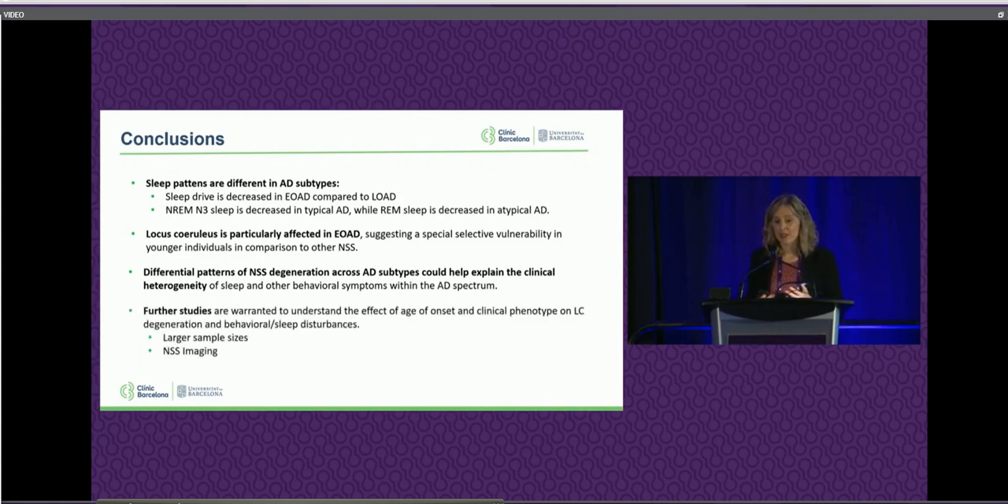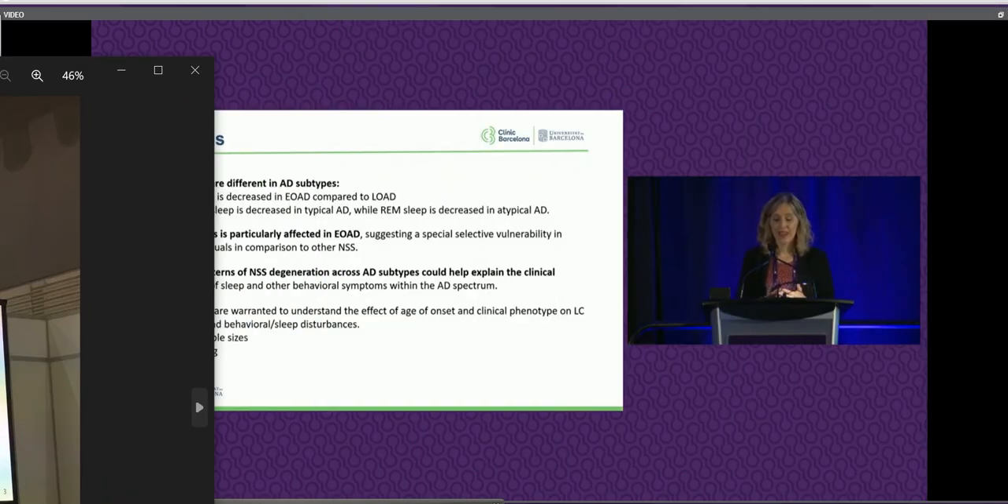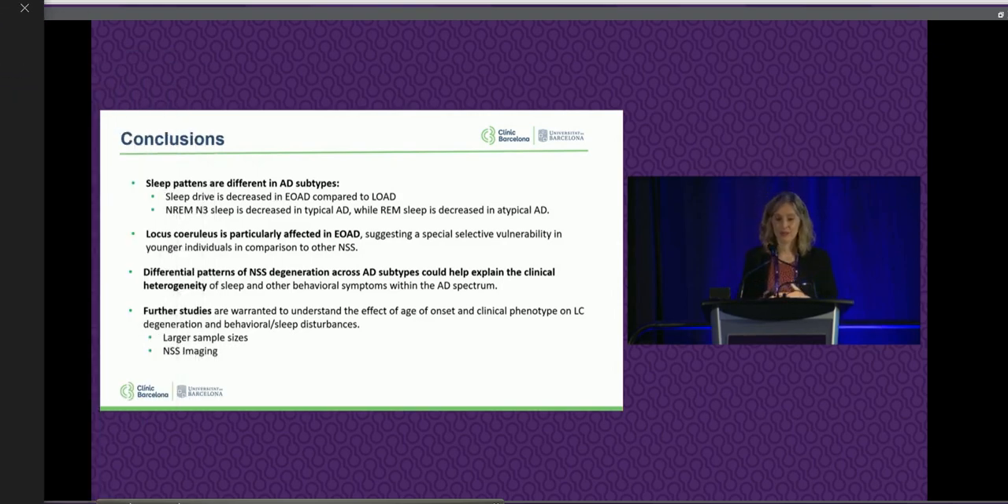Definitely, we need further studies to better understand the relationships between, and the effect of, age of onset, the clinical phenotypes, and the degeneration of these nuclei to try to disentangle the clinical heterogeneity of Alzheimer's disease as a whole. And we need larger sample sizes, but it's always challenging because early onset and atypical Alzheimer's patients are difficult to recruit, and especially when you are performing sleep studies.